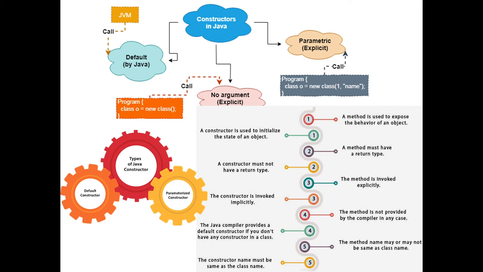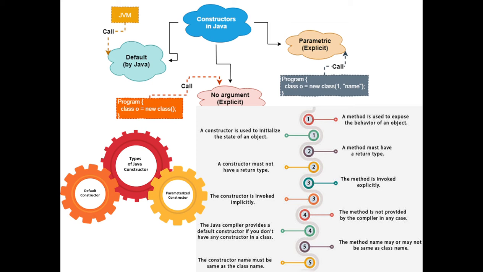The constructor is invoked implicitly. That is, we need not write a constructor call statement in the program, but a method should be invoked explicitly. The constructor is automatically called when an object is created. This is the object creation statement here: Class o equal to new class. At that time, the constructor is automatically called. The Java compiler provides a default constructor if you don't have any constructor in the class. The method is not provided by the compiler in any case.